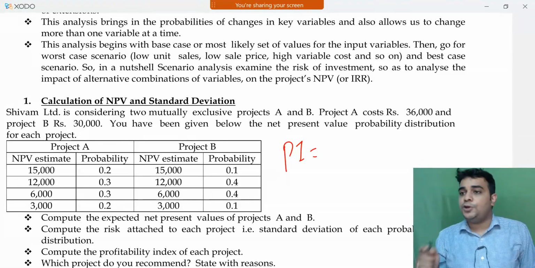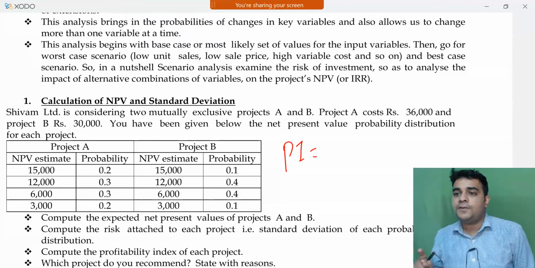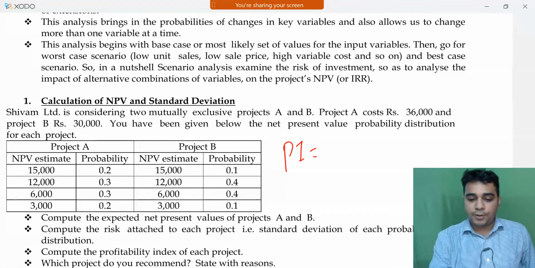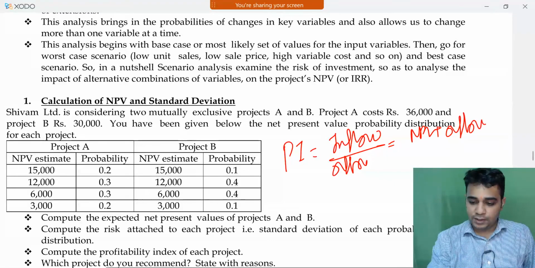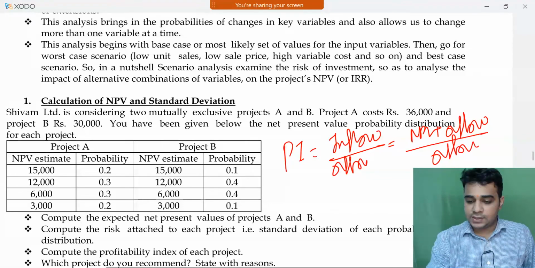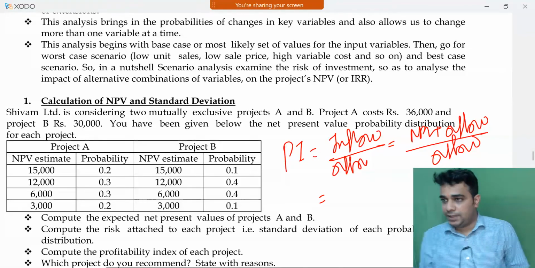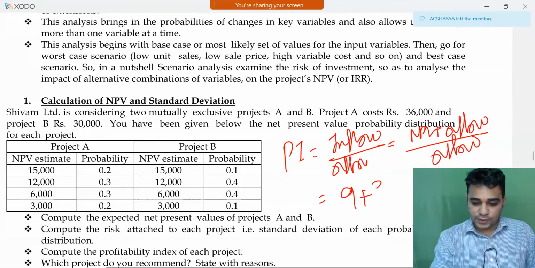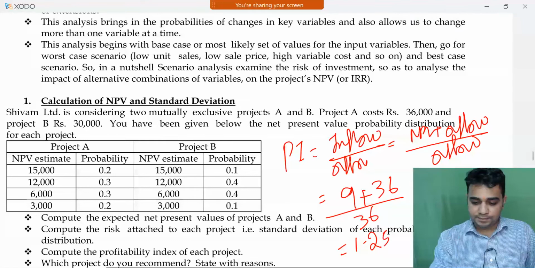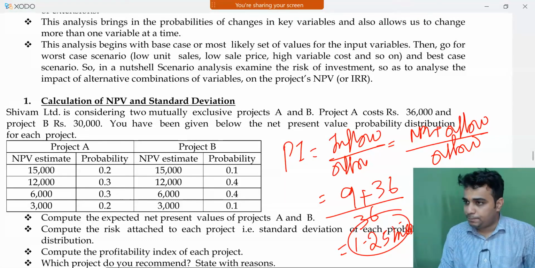Profitability index, you will learn more about this in investment decision. Profitability index is inflow by outflow. Inflow is NPV plus outflow. I'm not going to spend much time on this, as you learn it in investment decision. NPV plus outflow: NPV was 9,000, outflow was 36,000, so it comes to 1.25 times. That's the profitability index.